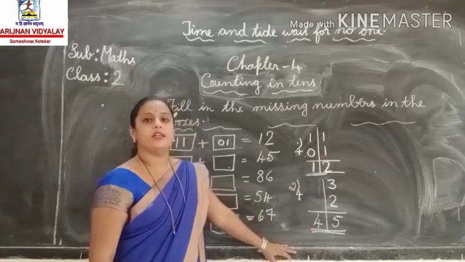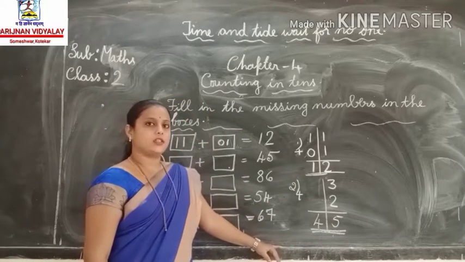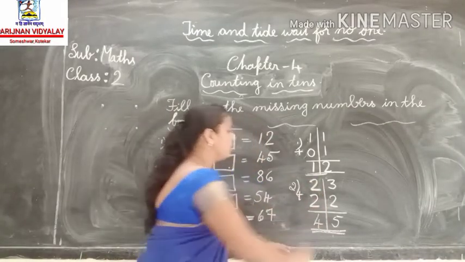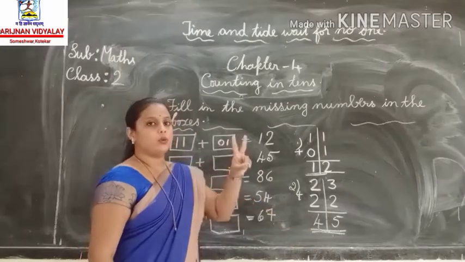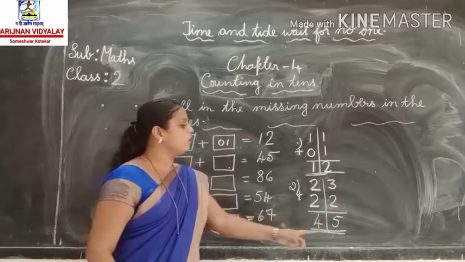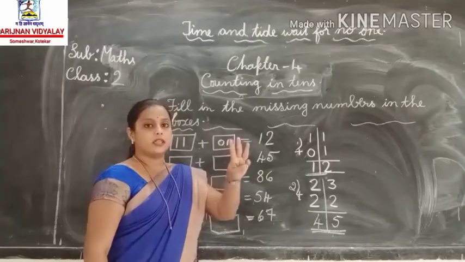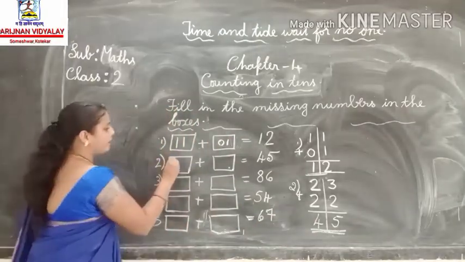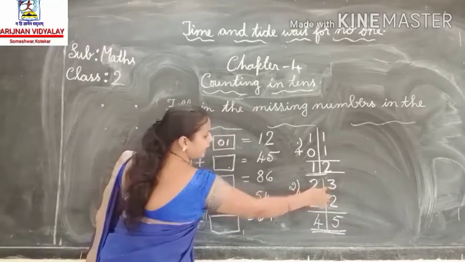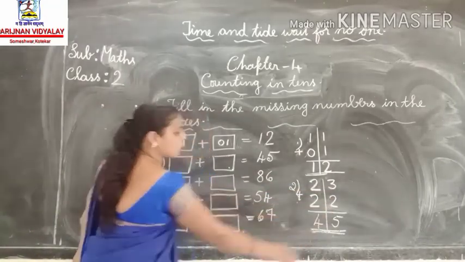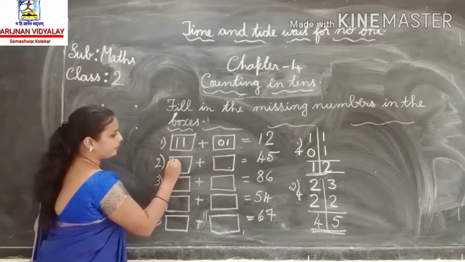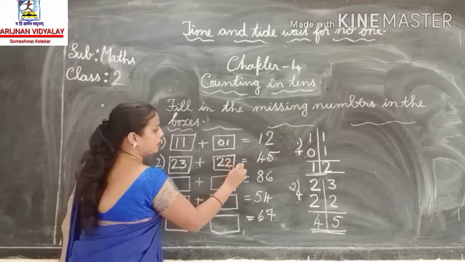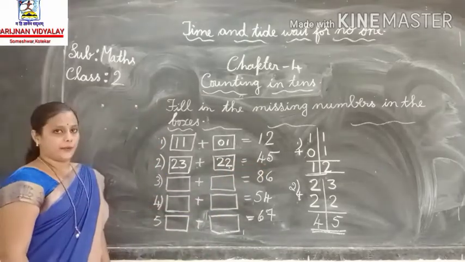Your answer should be 4. Yes, you can take 2 plus 2 is equal to 4. Otherwise, 3 plus 1 is equal to 4. So, we got the two numbers, that is 23 plus 22 is equal to 45.